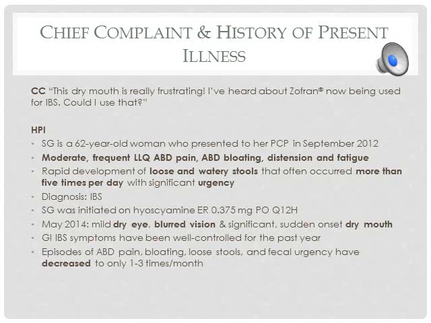This dry mouth is really frustrating. I've heard about Zofran now being used for IBS. Could I use that? The history of present illness.